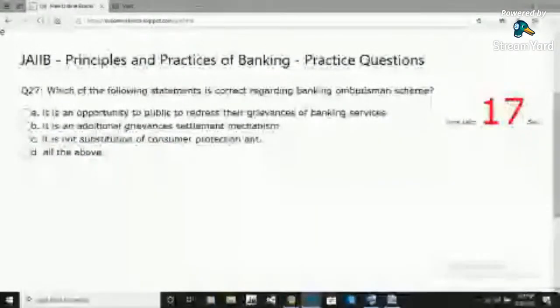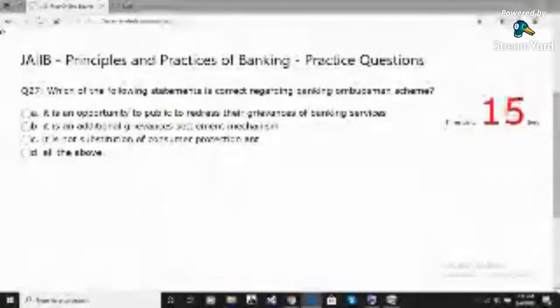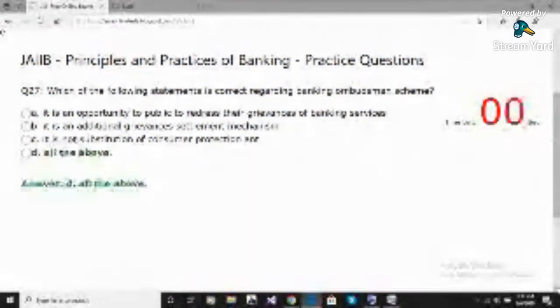Question 27. Which of the following statements is correct regarding banking ombudsman scheme? Option A. It is an opportunity to public to redress their grievances of banking services. Option B. It is an additional grievances settlement mechanism. Option C. It is not substitution of consumer protection and. Option D. All the above. Answer D. All the above.